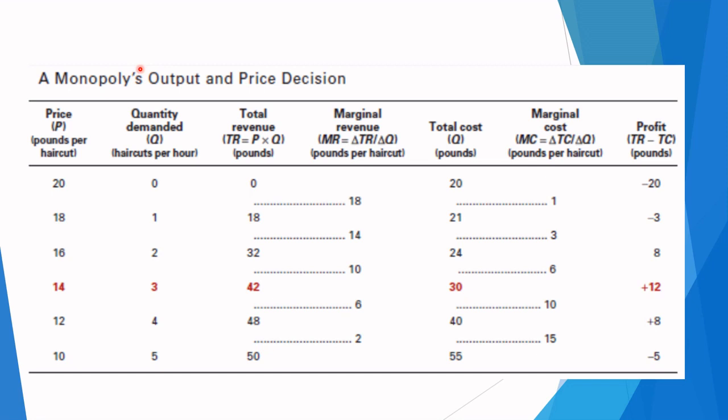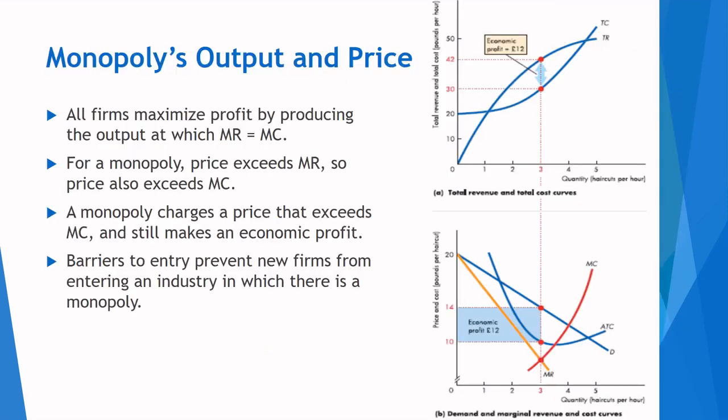We're now going to look at the graphical explanation of this. We're now going to graphically look at the monopoly's output and price. The figures that you can see over here on the right, this is figure 12.4 from your books. Panel A shows the total revenue and total cost curves for this monopoly firm, the hairdressing salon. And panel B shows the demand curve, marginal revenue curve, and cost curves for this monopoly firm. If we look at panel A, the top diagram, you can see that on the horizontal axis we have the quantity of haircuts, and on the vertical axis we've got total revenues and total costs. The total revenue curve is this.